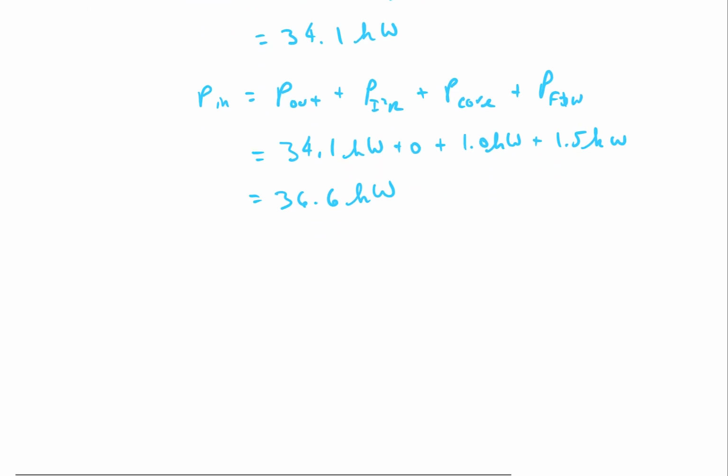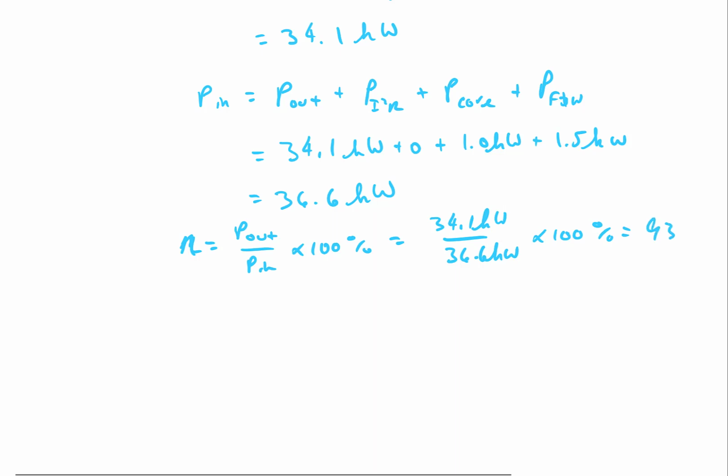And so now we have the output power, we have the input power, we can find the efficiency. So it's equal to P out over P in times 100%. And so this is going to be 34.1 kW over 36.6 kW times 100%, and we are operating at 93.2% efficiency. Okay, and that's part C.